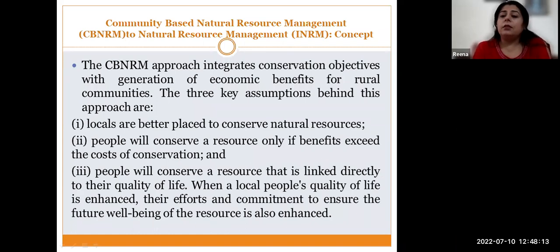These kinds of strategies can be evolved only if you are present in that local situation, studying the kind of weeds and the kind of skills that are there, and how you have to integrate everything, and then you conceptualize the project. People will definitely conserve a resource that is linked directly to their quality of life. And when local people's quality of life is enhanced, their effort and commitment to conserve our resources for the future also increases. So it's a very cyclic concept.